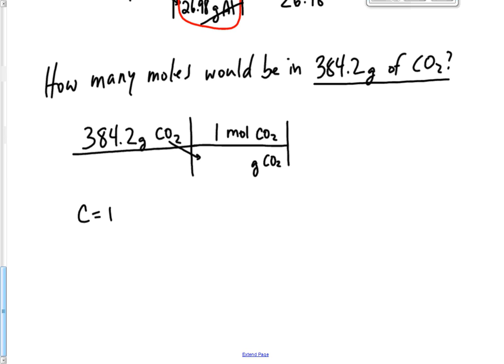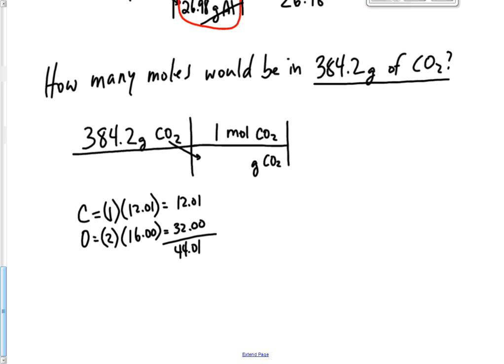So carbon, there's 1 of them, and each one is 12.01. And oxygen, there's 2 of them, and each one, if you look on the periodic table, is 16.00 grams. So that's 12.01 plus 32. It's going to give us 44.01 grams. So 44.01 grams of CO2 is equal to 1 mole of CO2. Again, this is just a conversion factor that we find.